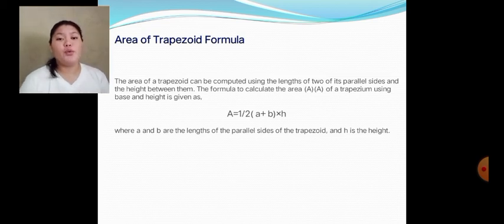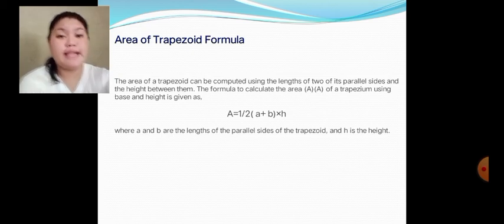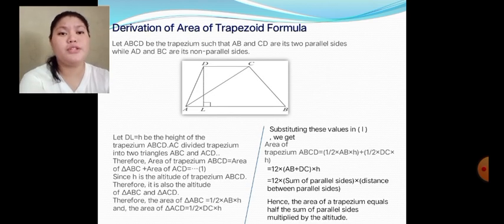Okay, so since we are mentioning a trapezoid, let us know how to get the area of a trapezoid. The area of a trapezoid can be computed using the lengths of its parallel sides and the height between them. The formula to calculate the area of a trapezoid using base and height is A equals 1/2 times (a plus b) times the height, where a and b are the lengths of the parallel sides of the trapezoid and h is the height. Okay, derivation of the area of a trapezoid formula.